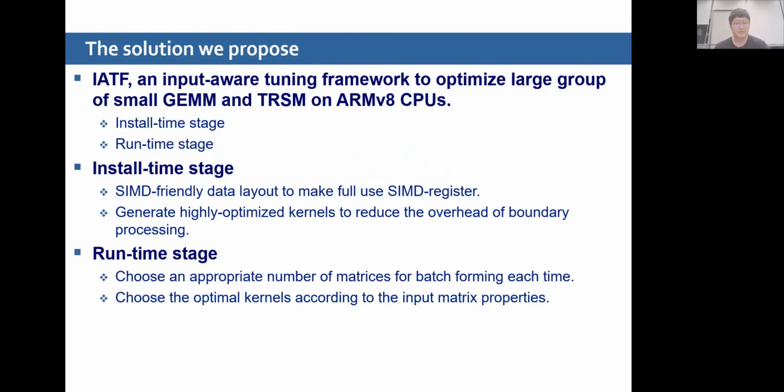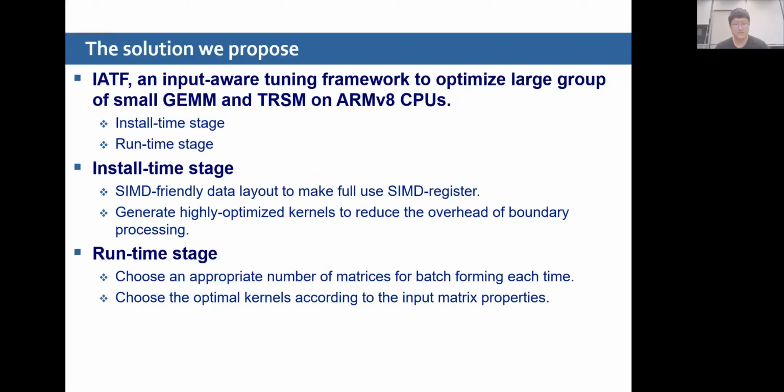For these problems, we propose IATF, an input-aware tuning framework to optimize large groups of small GEMM and TRSM on ARMv8 CPU. It contains the install time stage and the runtime stage. At the install time stage, it converts the matrix to the SIMD-friendly data layout and then generates highly optimized data packing kernels and computing kernels. We avoid pipeline bubbles through careful instruction scheduling.